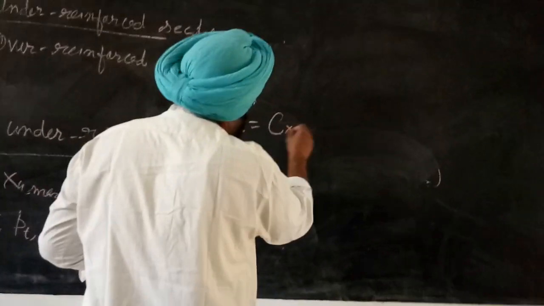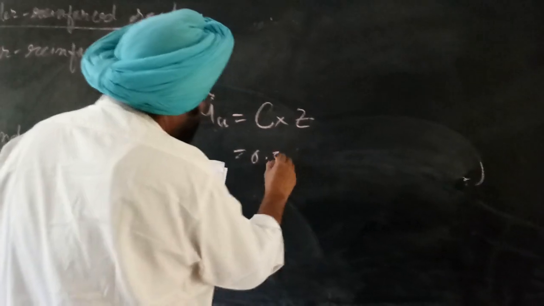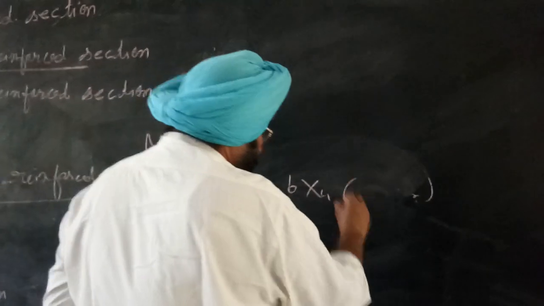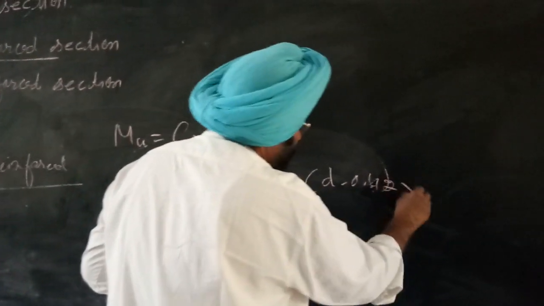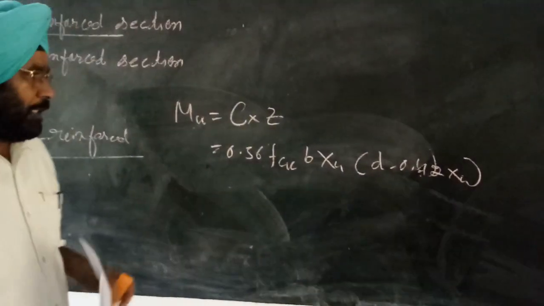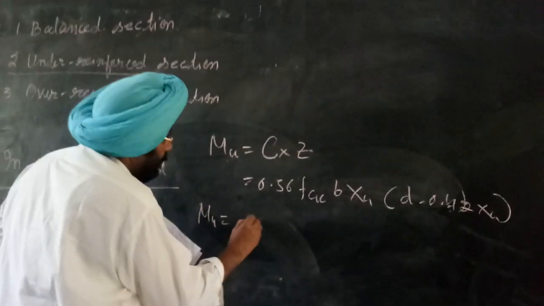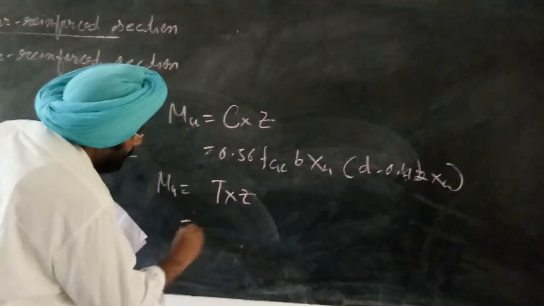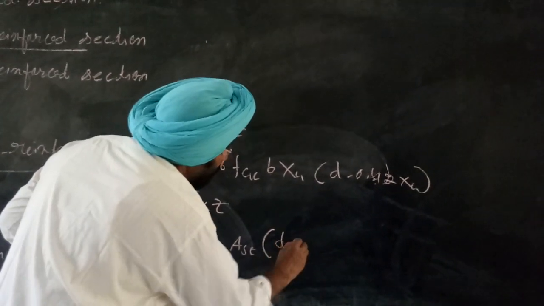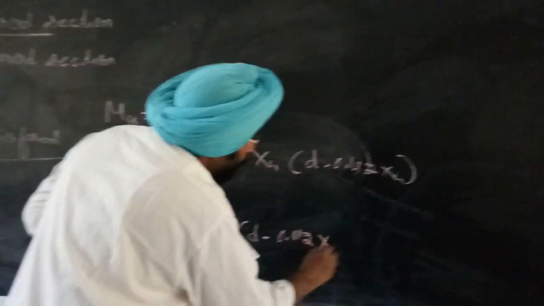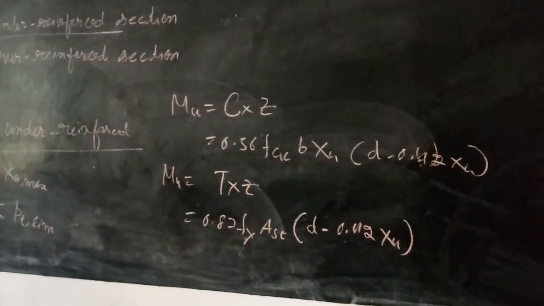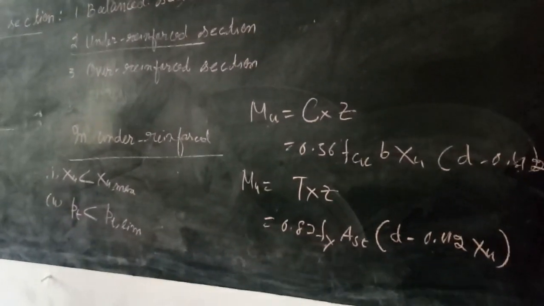C into Z. So this is equal to 0.36 fck b into xu, into d minus 0.42 xu. So this is the ultimate moment of resistance for under reinforced section. Also moment of resistance is equal to T into Z. So it means 0.87 Fy Ast into d minus 0.42 xu. And third type of the section is over reinforced section.